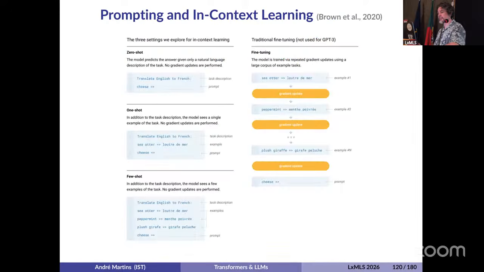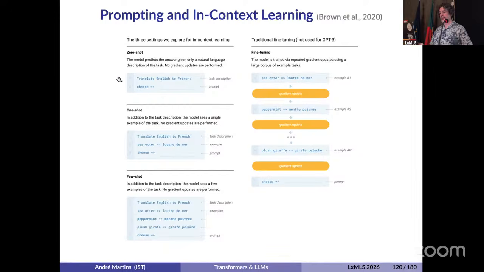Okay, so this is a diagram taken from the GPT-3 paper, where they showed two kinds of learning. The traditional fine-tuning is what we have on the right, where every time we have a new example or a new batch of examples, you do a gradient update to the weights of your model. This is how you typically do fine-tuning.